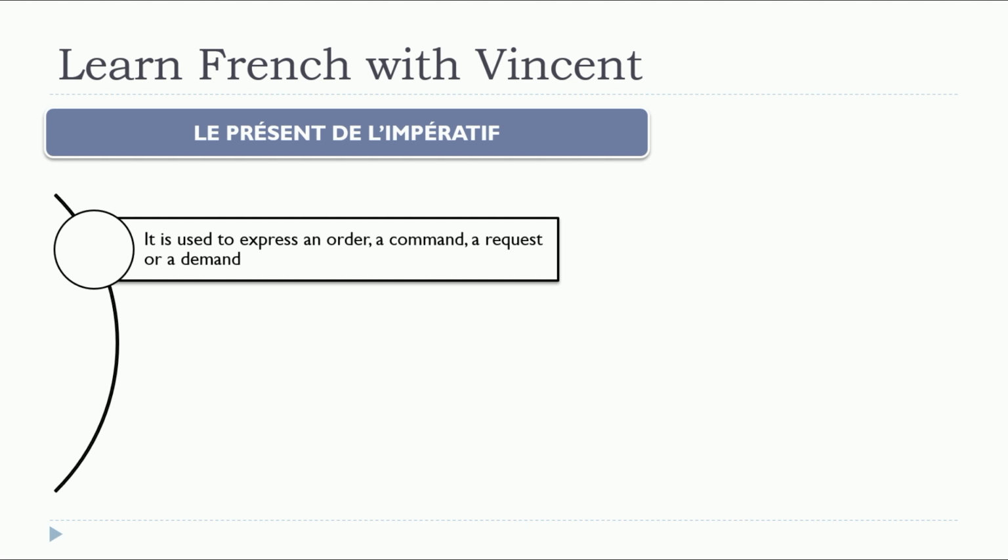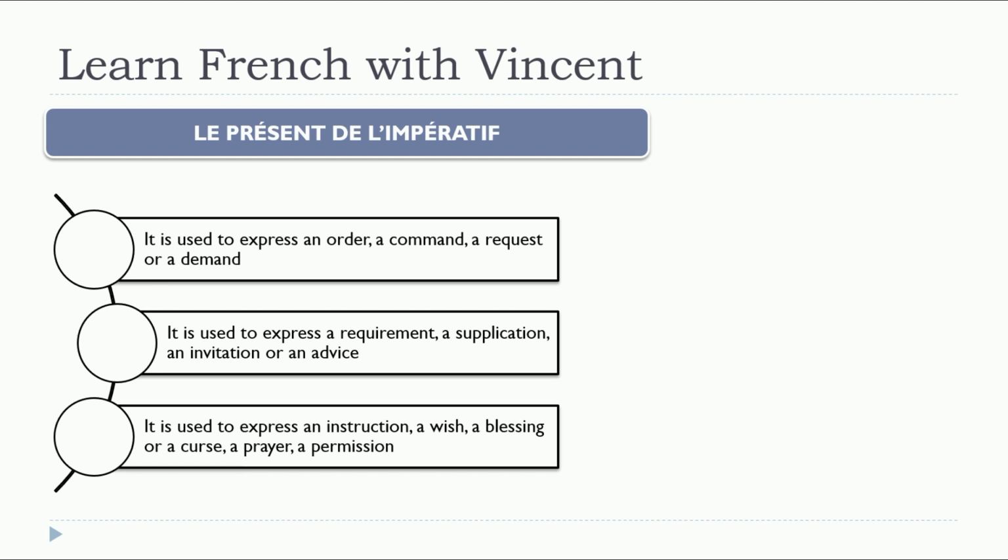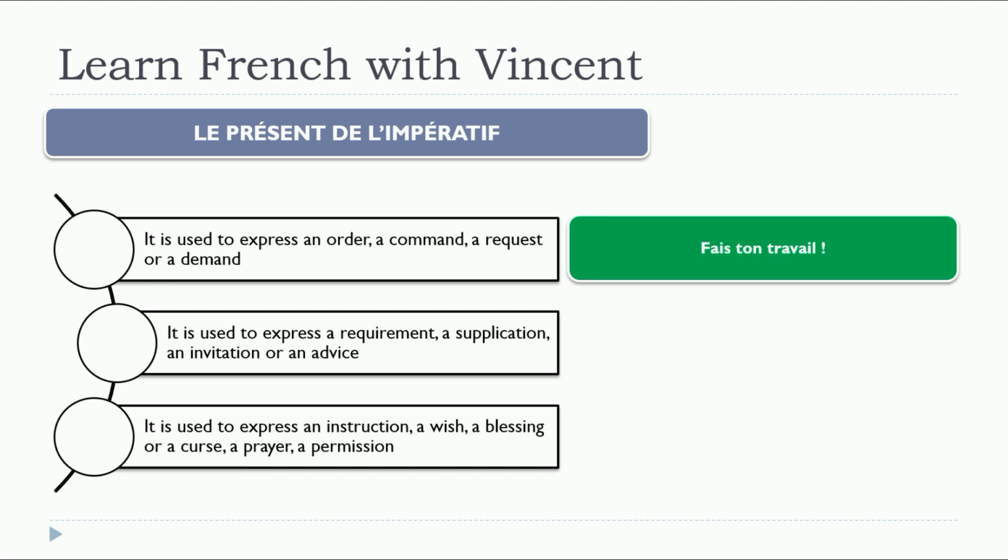But then you need to remember also that le présent de l'impératif in French can be also used to express a requirement, a supplication, or an invitation, or an advice. So this is quite important. So you can see that clearly in that case, it's quite different. And then the last possibility for the use of le présent de l'impératif will be to express an instruction, a wish, a blessing or a curse, a prayer or a permission. So in most of the cases, it's to give some advices and instructions.